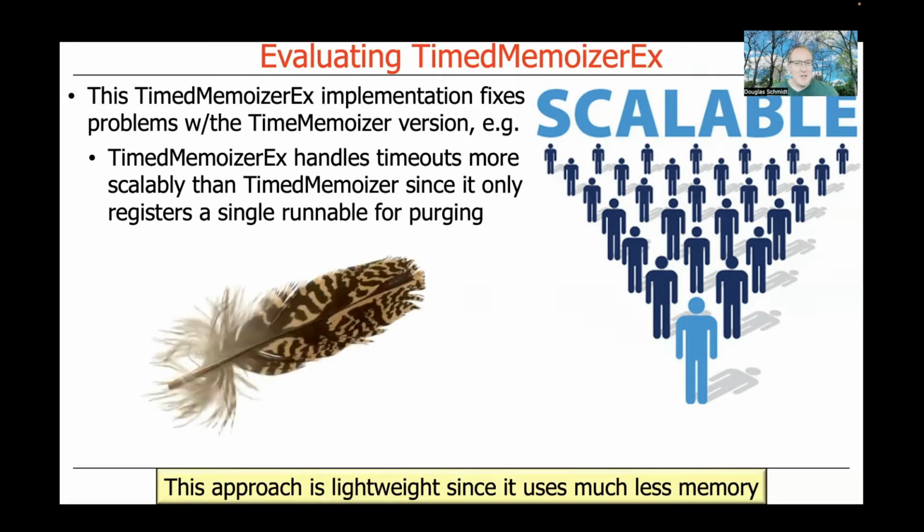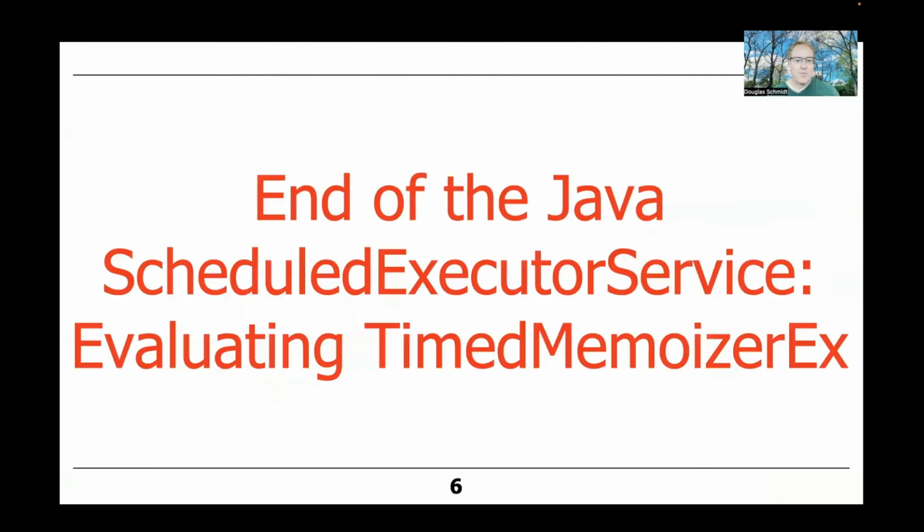Because there's only one runnable as opposed to n runnables, it's therefore lighter weight, since it'll consume much, much less memory, especially as the number of key value pairs put into the Memoizer cache grows. So just a quick summary of this. There really aren't any limitations with TimedMemoizerEx other than just being subtle to understand how the logic works.